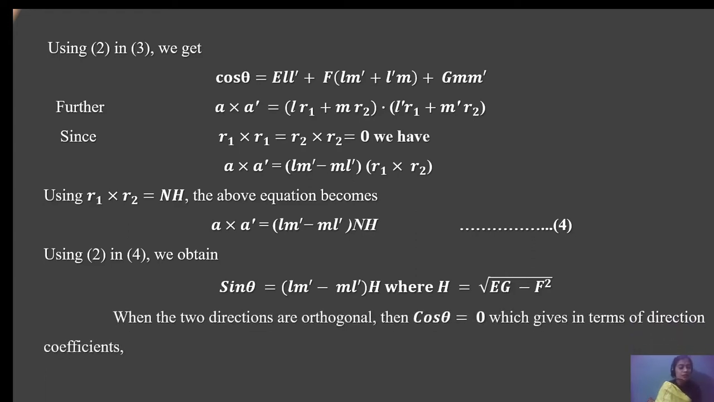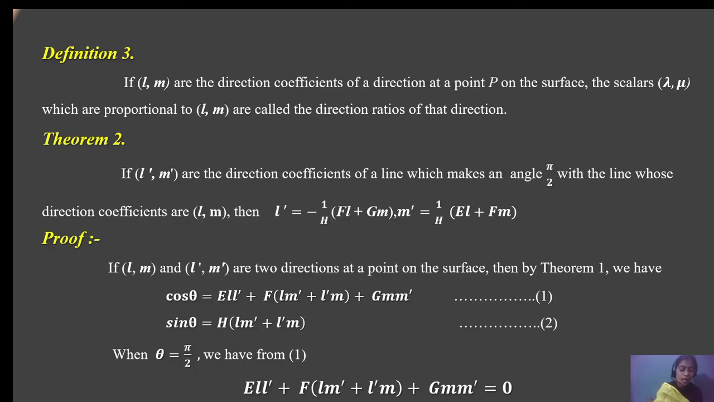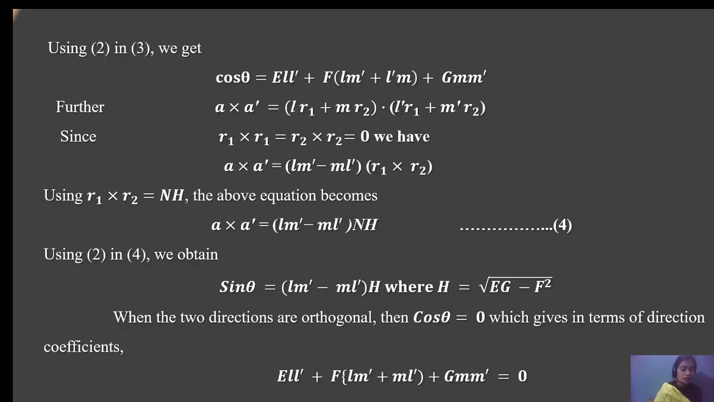Now consider the two directions to be orthogonal. If the two directions are orthogonal, then cos theta equals 0. In terms of the direction coefficients, the condition becomes E l l dash plus F (l m dash plus l dash m) plus G m m dash equals 0. Okay, this is the whole theorem.